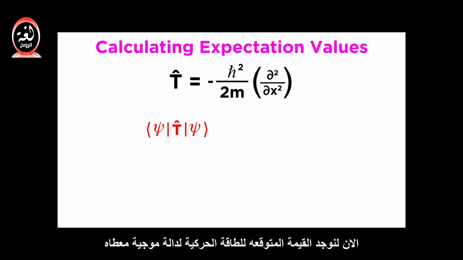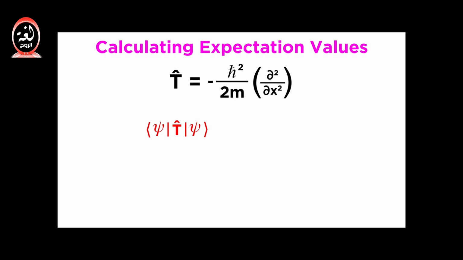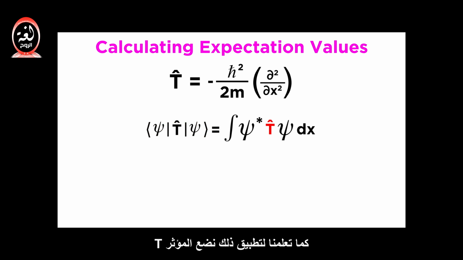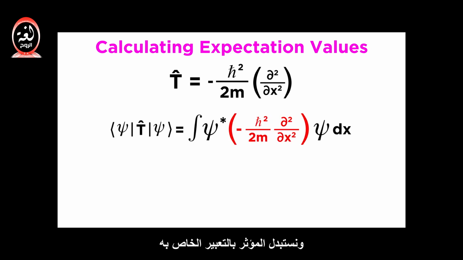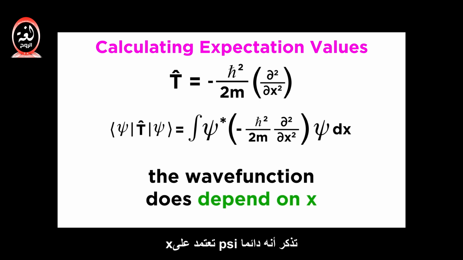Now let's find the expectation value for kinetic energy for a given wave function psi. As we learned, to do this, we place the operator T in between the bra of psi and ket of psi. We can then replace the operator with the expression it represents. We get the integral of psi star times the kinetic energy operator acting on psi dx. Recall that even though we are not writing it explicitly, psi depends on x, which is why we are able to differentiate it with respect to x.